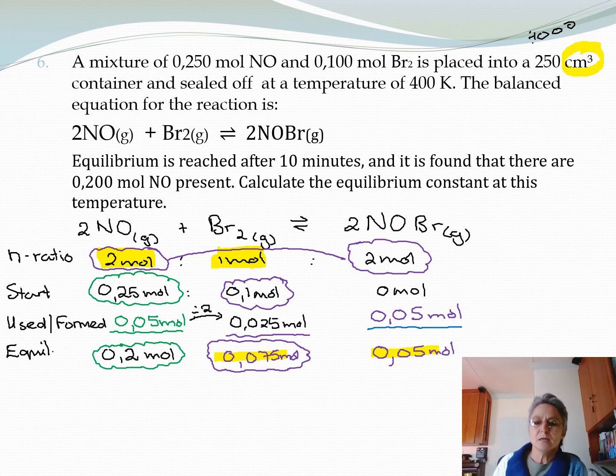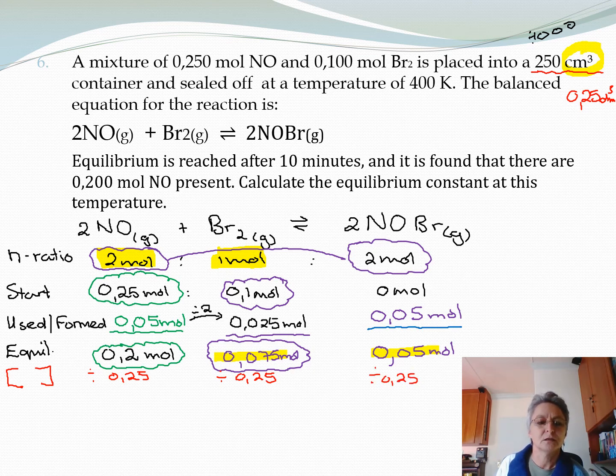Our next problem is to change the moles into equilibrium concentration. Now, 250 cubic centimeters is 0.25 cubic decimeters. So I have to divide this by 0.25, I have to divide this by 0.25, and I have to divide this by 0.25.